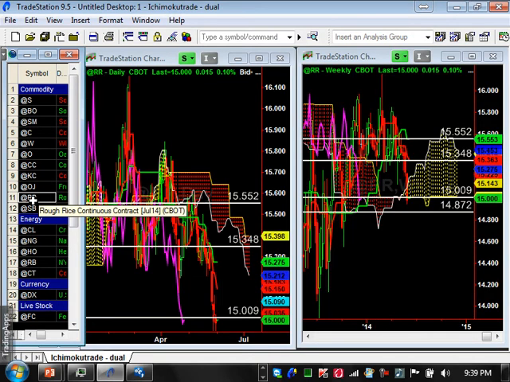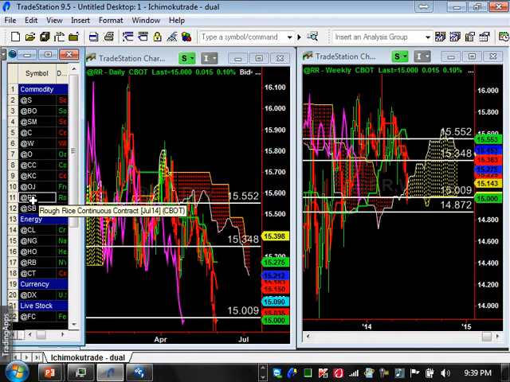Rough rice, you can see it's just one nasty chart here. The daily time frame looks bearish. However, this is consolidating between 15.800 and 14.872. We are at a major level right now, which is an even number, which is right around 15.009.